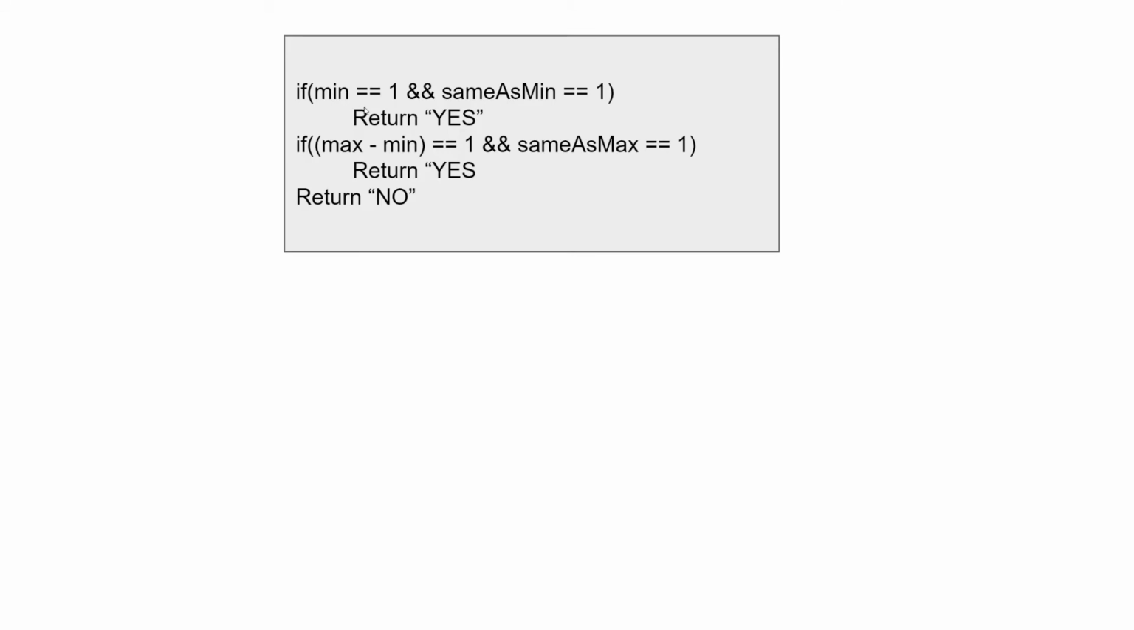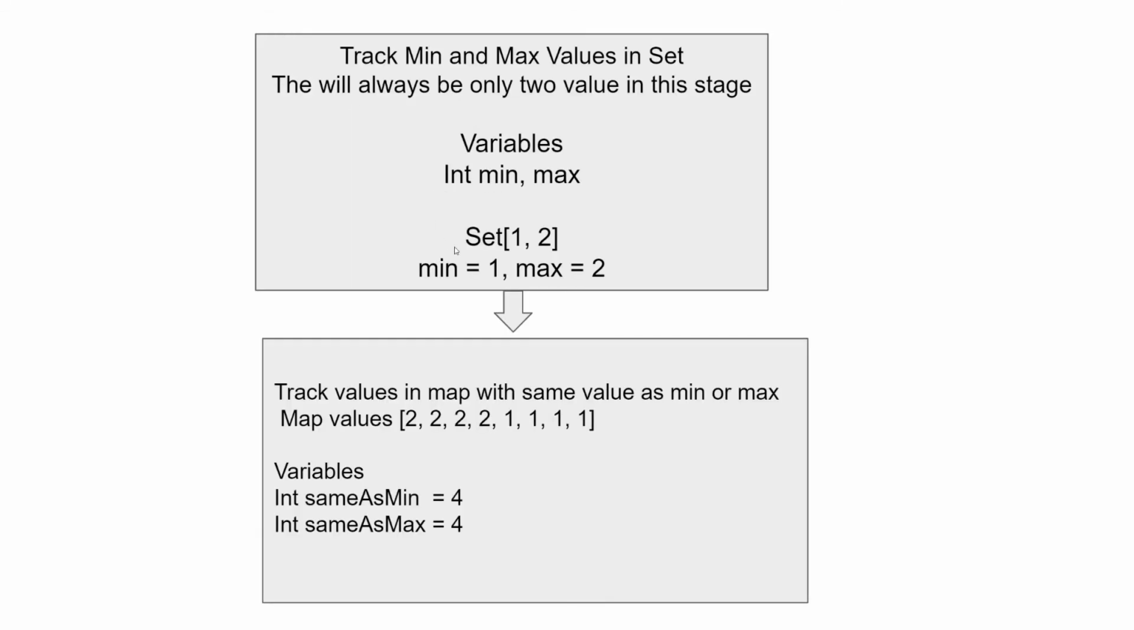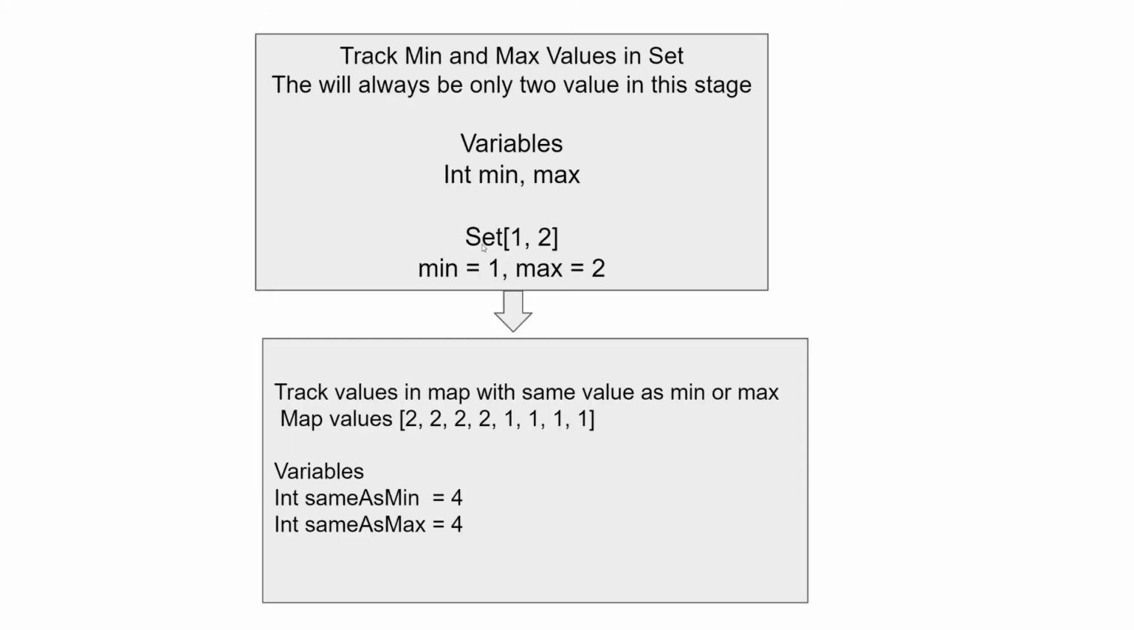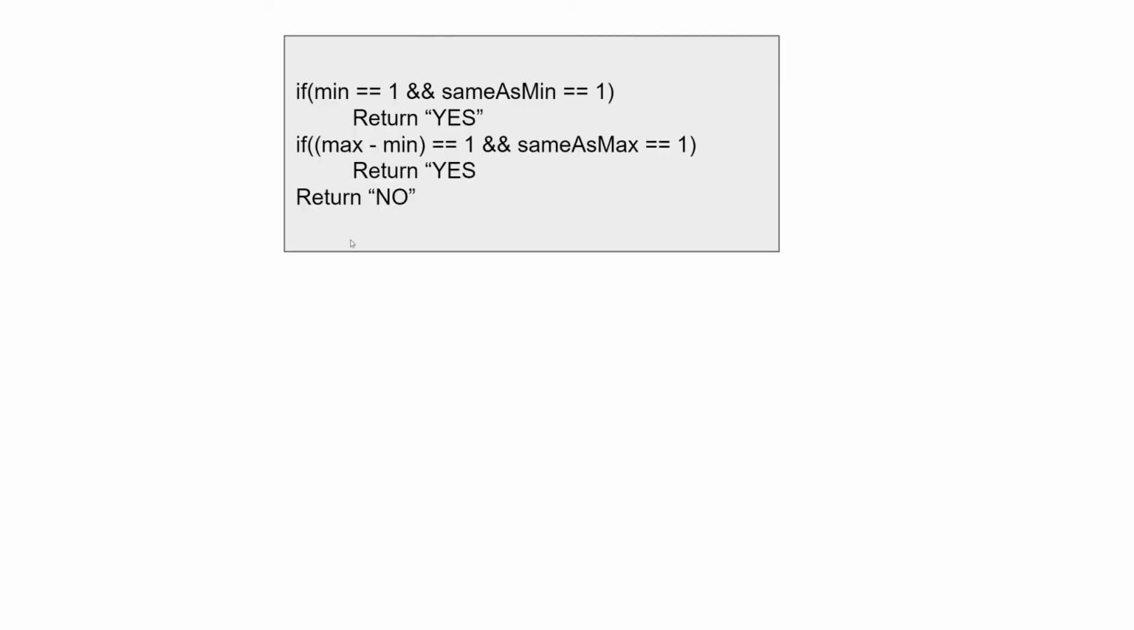So we come down here and we check. We're going to say, well, is our min equal to 1? Yes, our min is equal to 1. And is our same as min equal to 1? No, it's not equal to 1. It's equal to 4. And we know that we can only delete 1, right? In this case, we have 4. So we know that if we delete 1, 3 are going to be remaining, and we can't make this string valid from that. The next thing we're going to check is max minus min equal to 1.